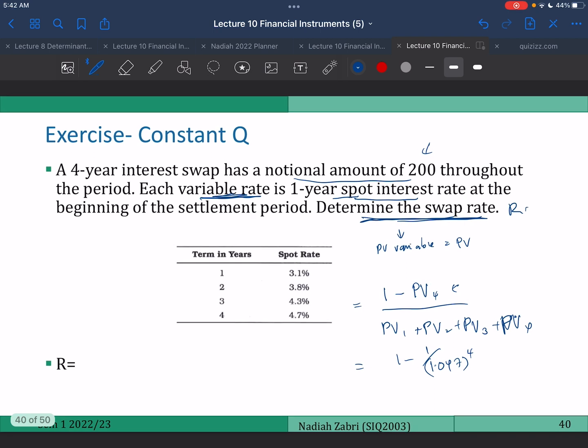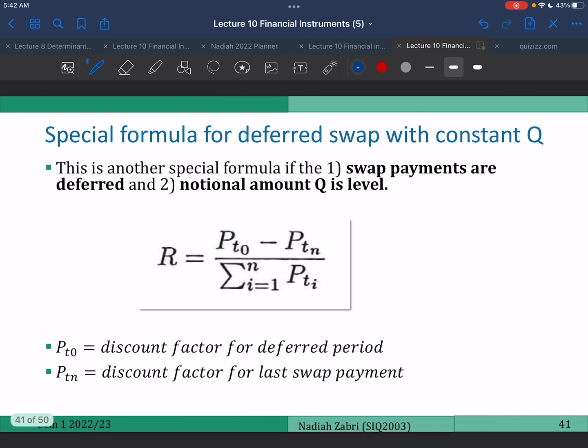And then divide by 1 over 1.031 plus 1 over 1.038 to the power of 2 plus 1 over 1.043 to the power of 3 plus 1 over 1.047 to the power of 4, dependent on this table. So by doing this, you will get your swap rate. Okay. There's another special formula for a deferred swap rate with a constant Q.